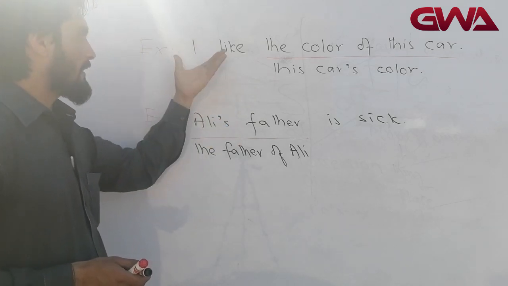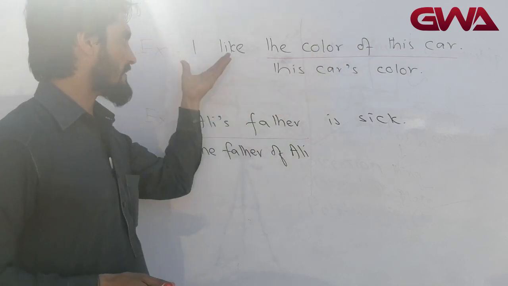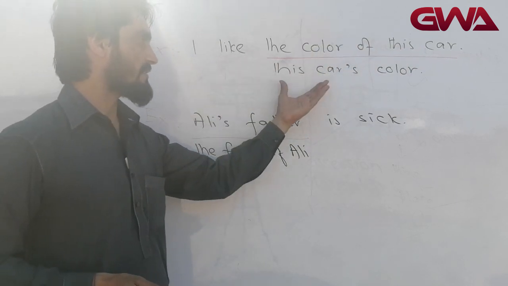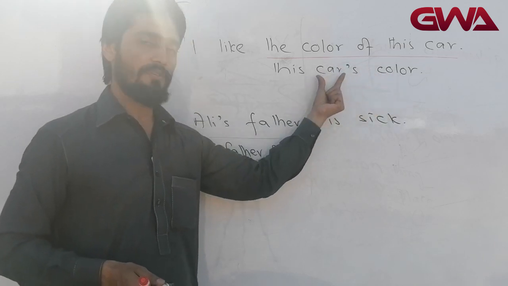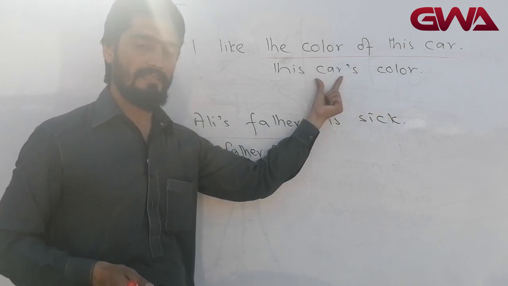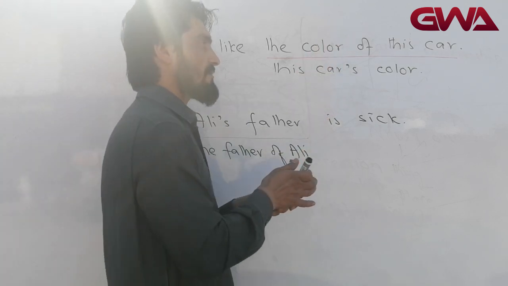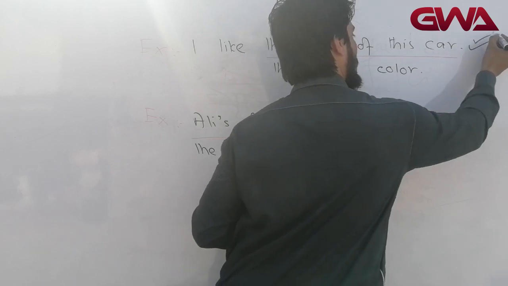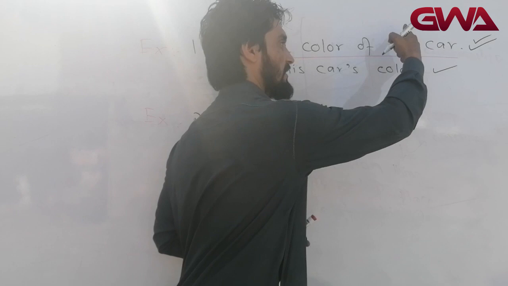Examples: I like the color of this car. We can also say it in this way: I like this car's color. Now here, this color belongs to the car, and the car is not a person or human, it's a thing. So it's better to say I like the color of this car. The second one is not wrong, but the first one is better.